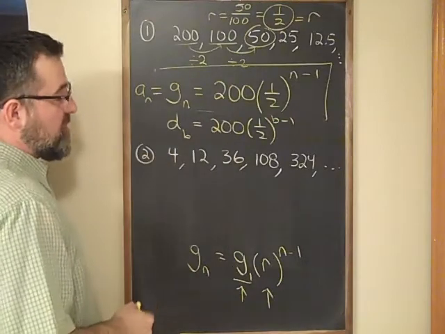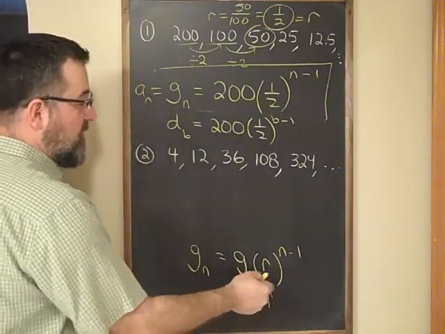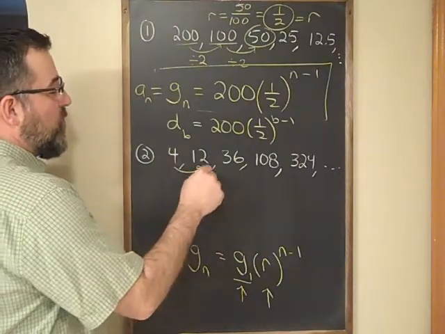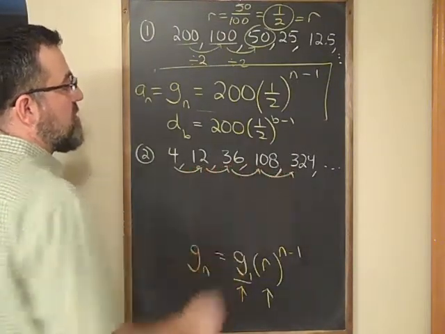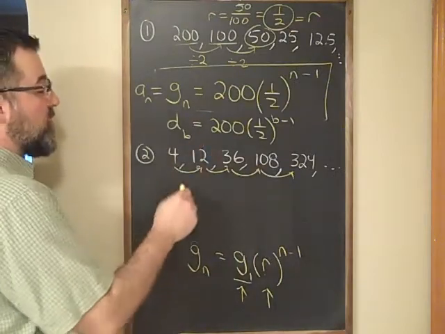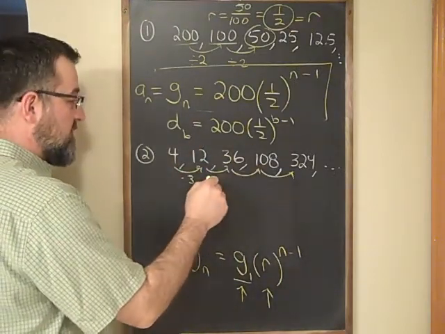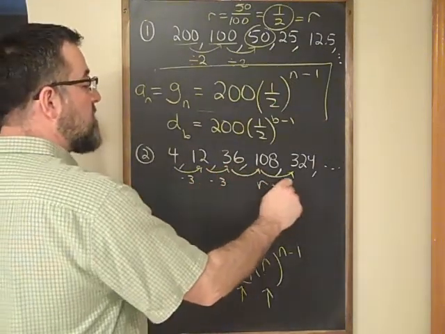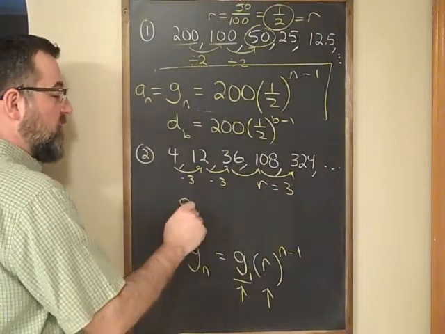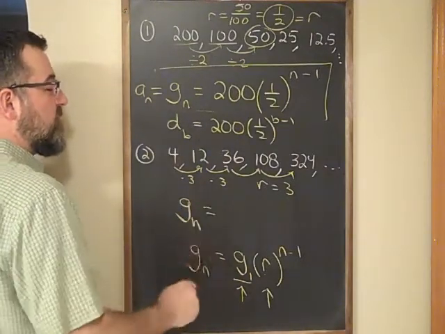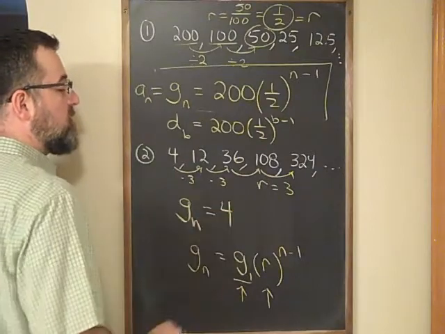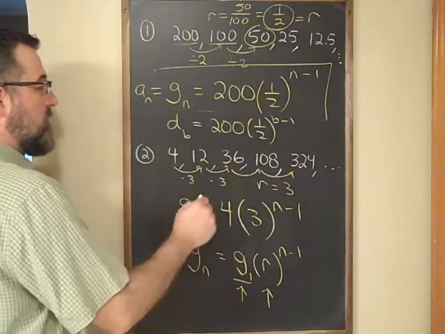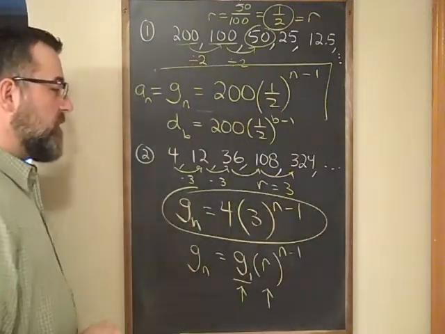Alright, so for this next one, same deal. We need the first term, we need the constant ratio. We can see the first term, so I'm not worried about that. How do we get from one term to the next? You can probably tell from 4 to 12 you're multiplying by 3, 12 to 36 you're multiplying by 3. So you've identified your constant ratio is 3. So to write the formula for this, g sub n is our first term, 4, times our constant ratio, 3, to the n minus 1. That's all there is to it.